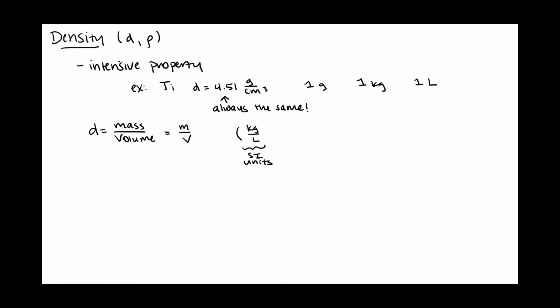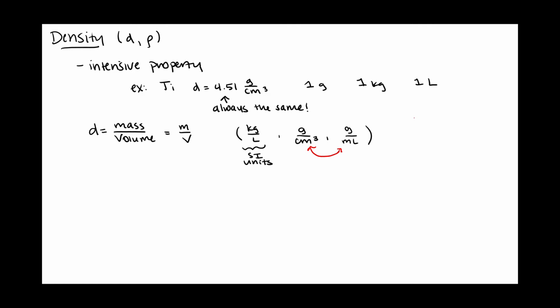SI stands for the International System of Units. So mass has an SI unit of kilogram. Volume has an SI unit of liter. And so if you're looking up something, you might see kilograms per liter. More commonly, though, we're going to be seeing a lot of grams per cubic centimeter or grams per milliliter and units like that.